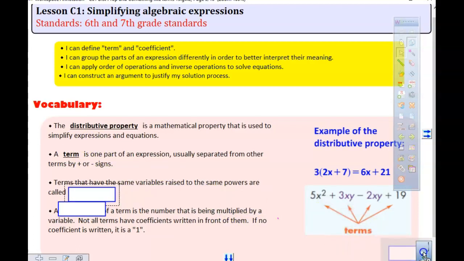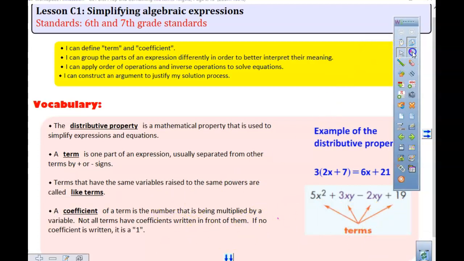When we think of terms, a term is one part of an expression, usually separated by an addition or subtraction sign. We are going to be talking about like terms and combining our like terms. Like terms are variables that are raised to the same power. So if you have a 7x and a 4x, those are the same power. We consider that power to be 1, even though we don't write it there. Whereas if we have a 4x squared, that is a different power. So like terms are going to have the same power for our variables.